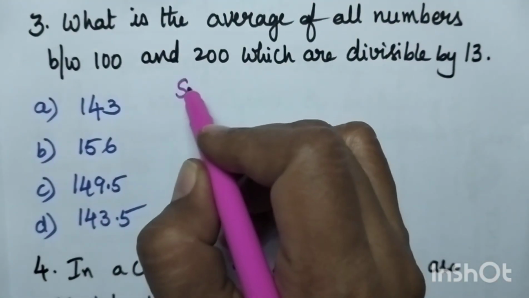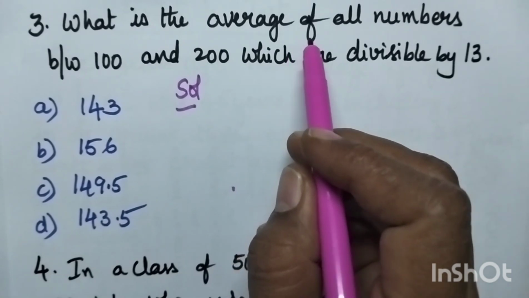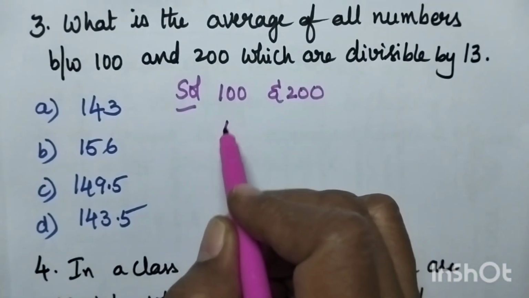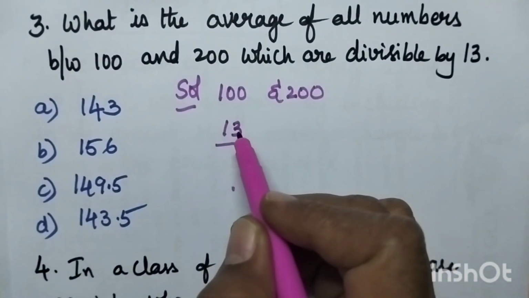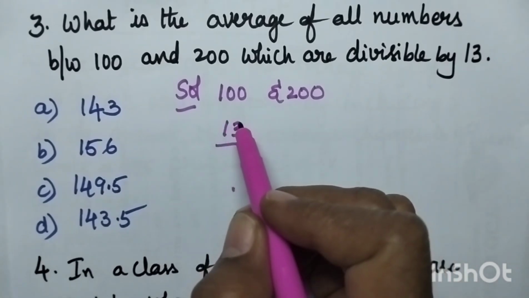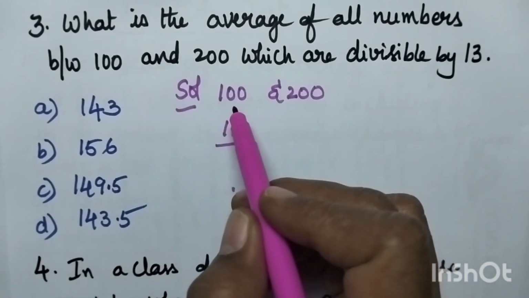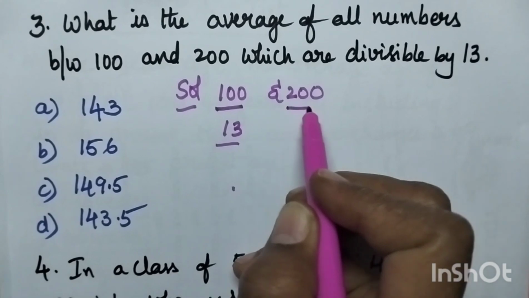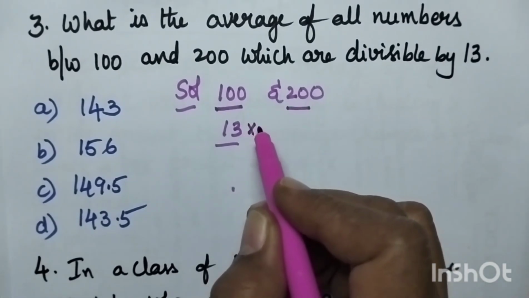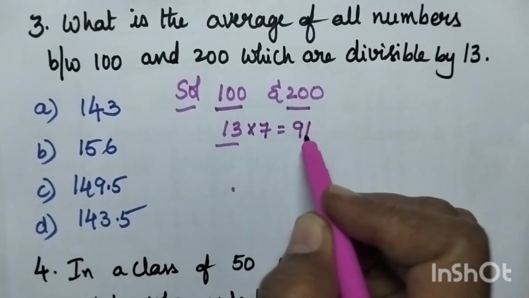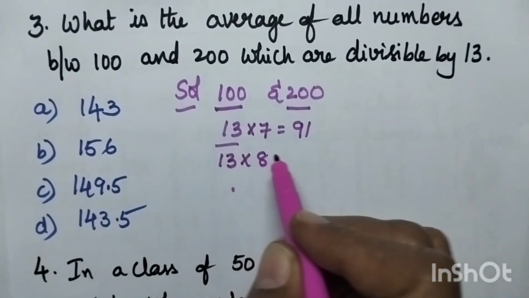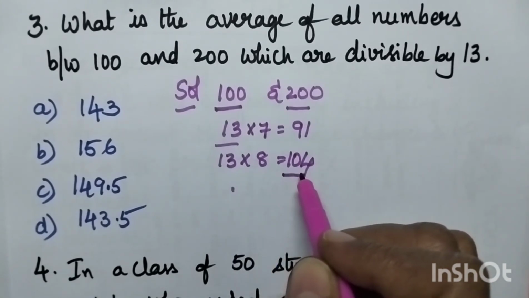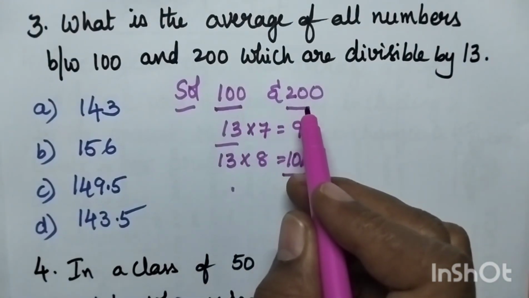So coming to the solution, here we have to calculate the average of all numbers between 100 and 200 which are divisible by 13. So simply we have to consider 13 table in which the product should be above 100. That means between 100 and 200. So for example, if we consider 13 sevens, that is equal to 91. And if we consider 13 eights, that is equal to 104. So from here we have to start counting the numbers between 100 and 200 which are divisible by 13.